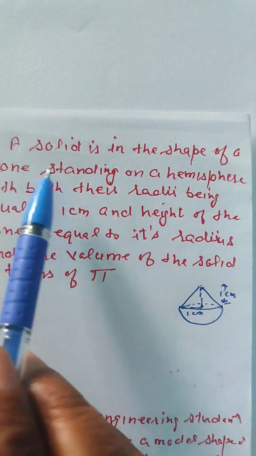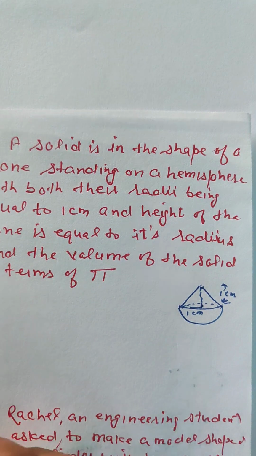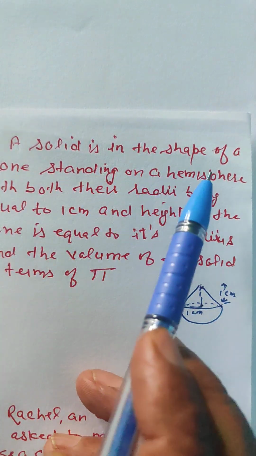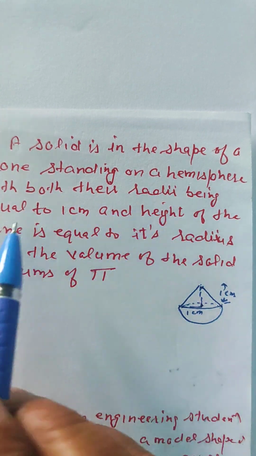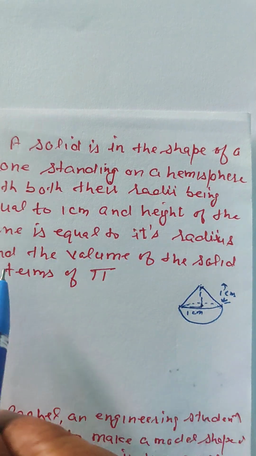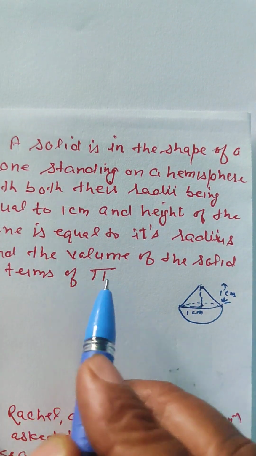Surface area and volume of different figures. So the first question: a solid is in the shape of a cone standing on a hemisphere with both their radii being equal to 1 centimeter and height of the cone equal to its radius. Find the volume of the solid in terms of pi.